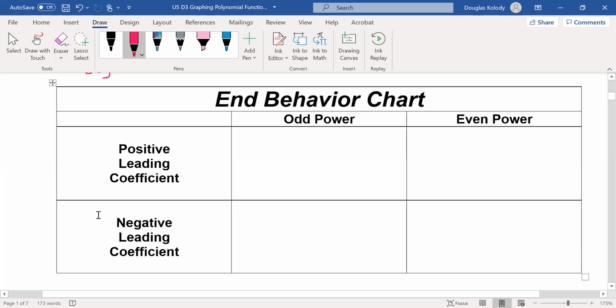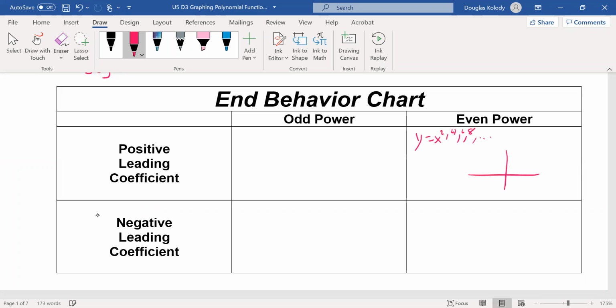If it's an even powered function, like y equals x squared, or to the 4th, or to the 6th, or to the 8th, okay? Or dot, dot, dot. The graph is going to start by going up and end by going up. Those are called, I call them the ending arrows, how it begins, how it ends.